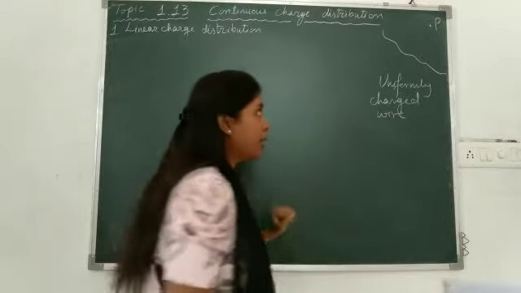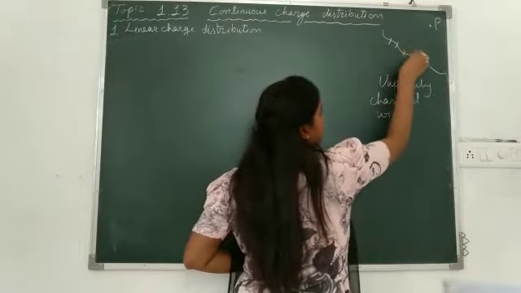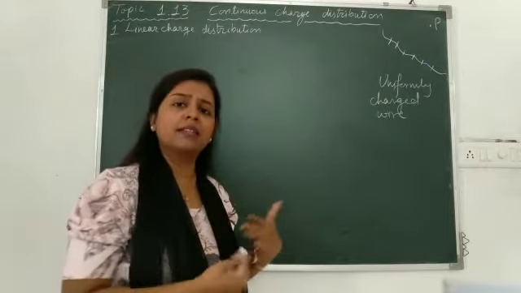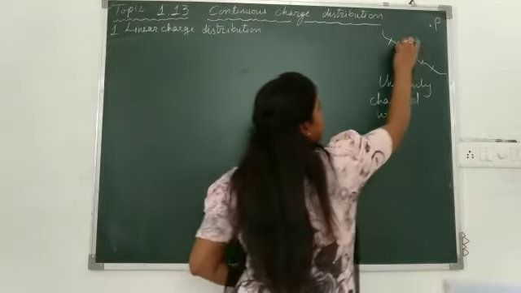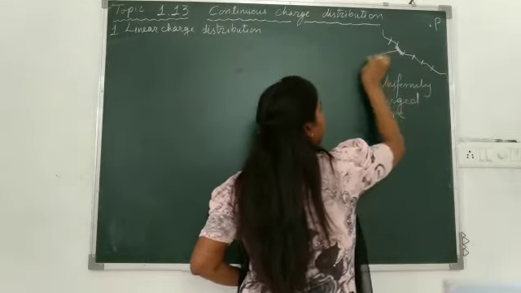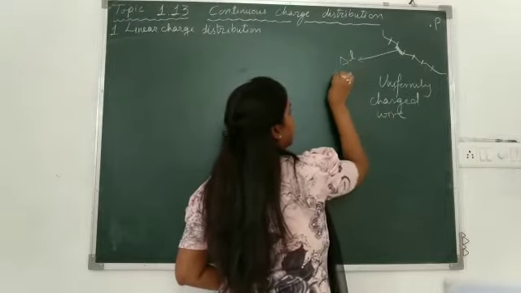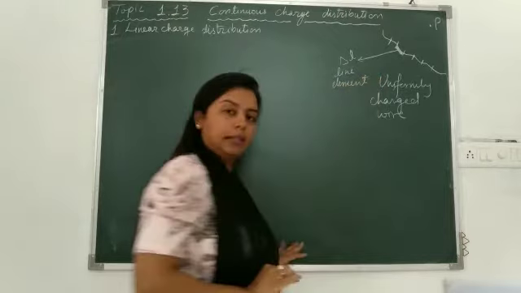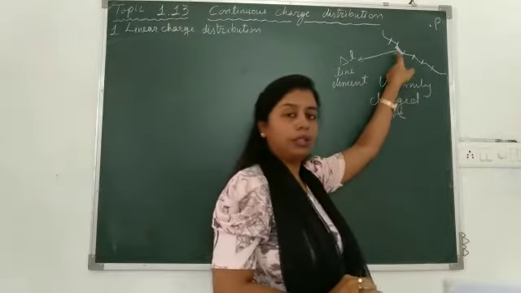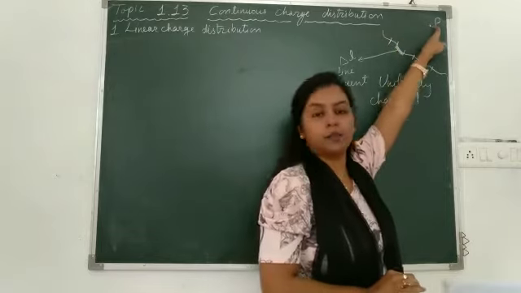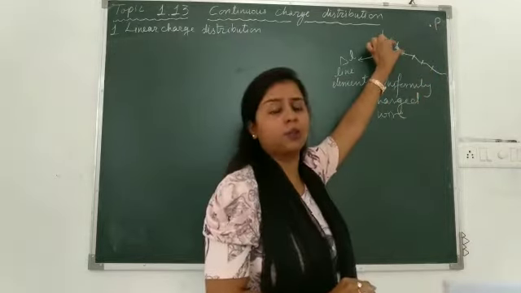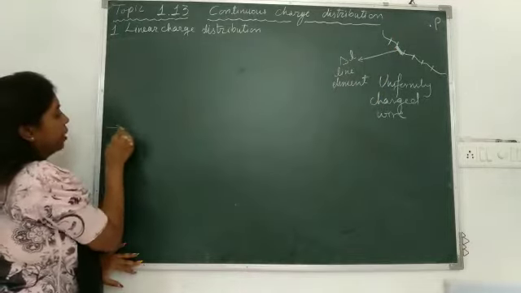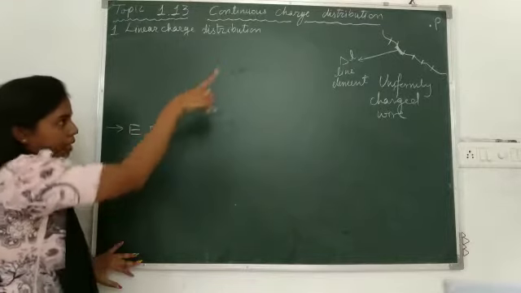So for that, I'll just divide this wire into very small segments, so that they can be considered similar to point charges. These small segments are known as line elements. Now, I'll calculate electric field due to this line element's charge at this point P. And as this line element is very small, I can consider it as a point charge, and so I'll write the formula of calculating electric field at the point P.